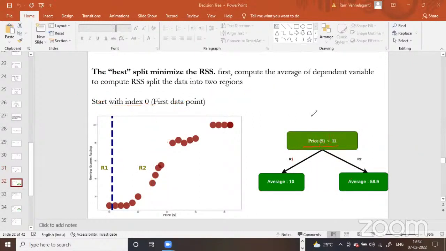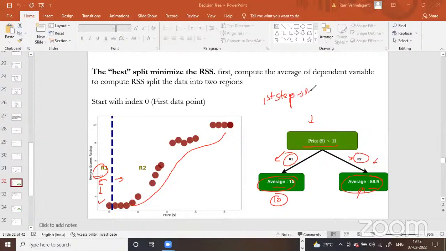So you have split your data using price less than 11 as the root node, and then you have partitioned your data into two regions, region 1 and region 2. So this is my region 1, this is region 2. In region 1, I just have one observation. What is the average? 10. Region 2 has so many observations. Find out what the average is, 58.9. Once you have done this, this is the first step you are going to do to identify your root node for your decision tree regressor problems. That is what you are doing.